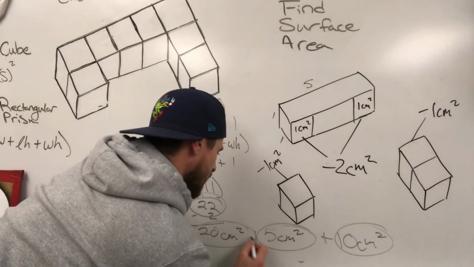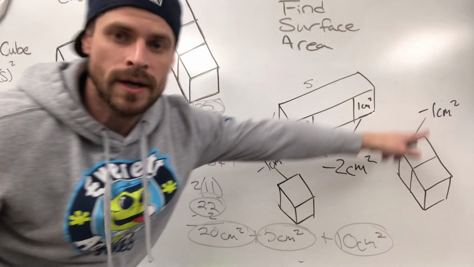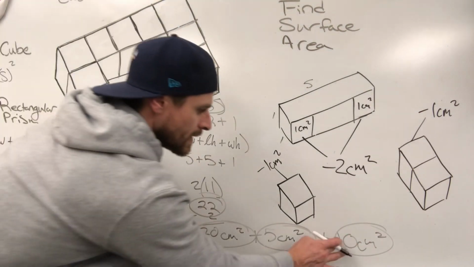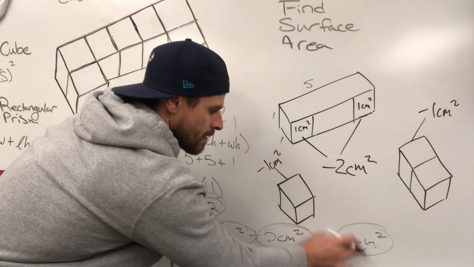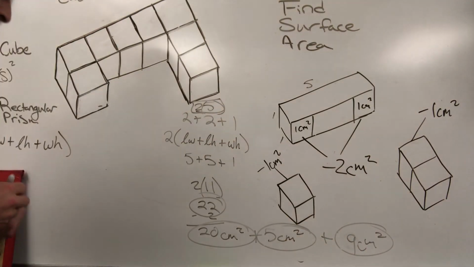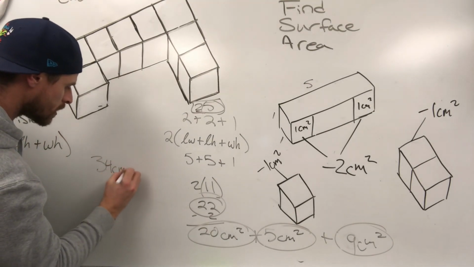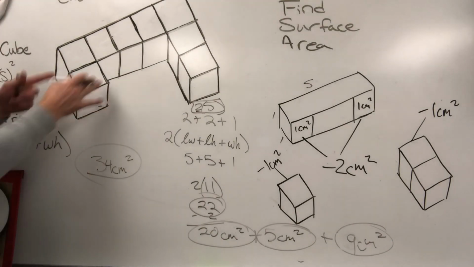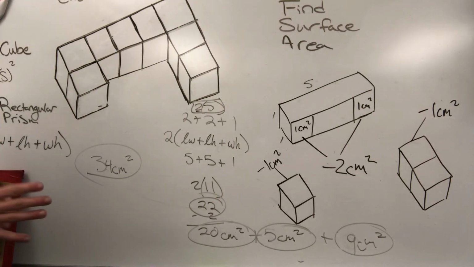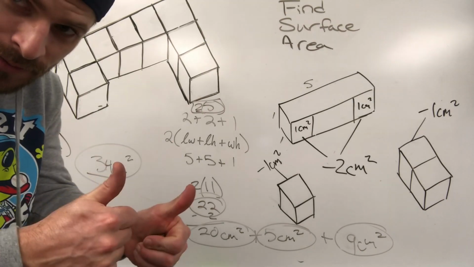Add them all up, but don't do that yet. We forgot, we have to take 1 away from 10 centimeters squared, making it a 9. 25 and 9, grand total of 34 square centimeters for the surface area right here. Hopefully that makes sense. Study hard and good luck on your upcoming test.